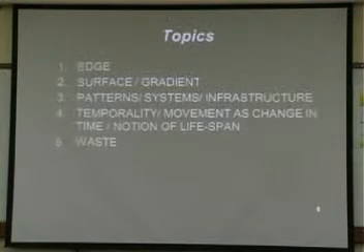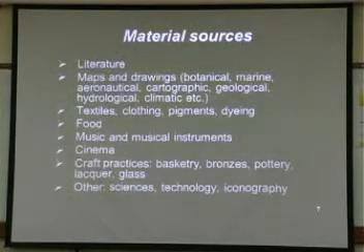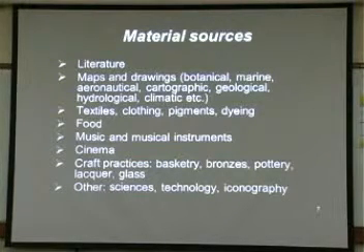The material for research must come from sources other than architecture or the built form. These could include, number 1, literature. 2, maps and drawings. They could be botanical, marine, aeronautical, cartographic, geological, hydrological, climatic, etc. Number 3, textile, clothing, pigments, dyes. Number 4, food, culinary practices. Number 5, music and musical instruments. Number 6, cinema. Number 7, craft practices like basketry, bronzes, pottery, lacquer, glass. Number 8, some other sources. It could be sciences, technology, or iconography.